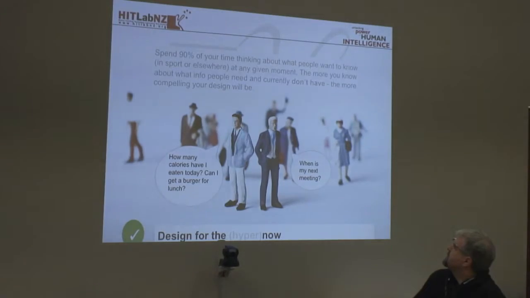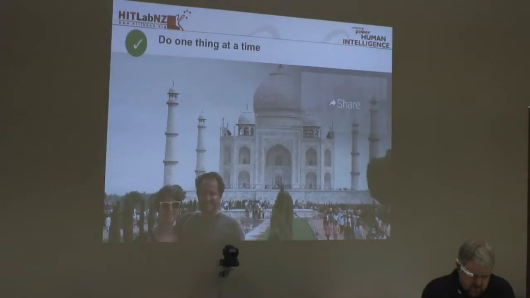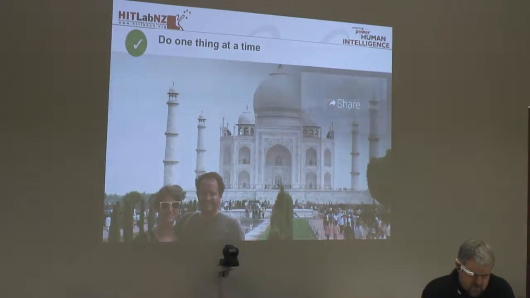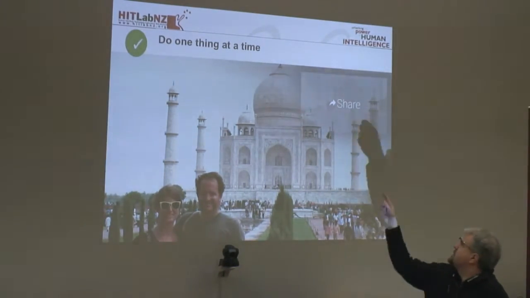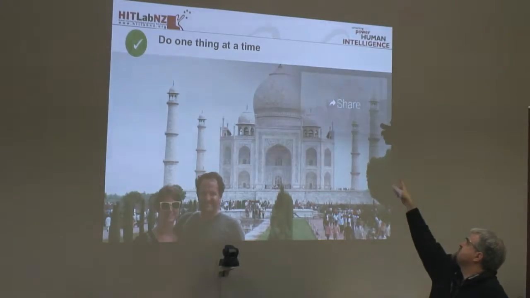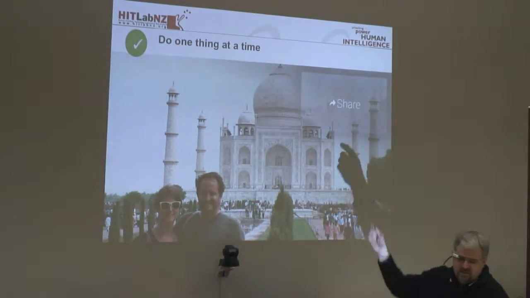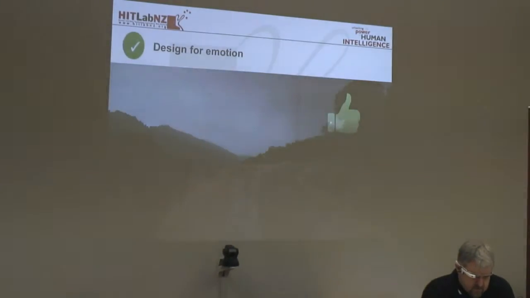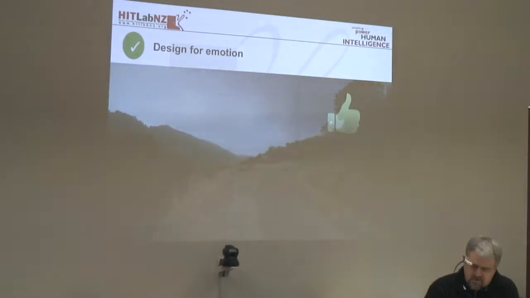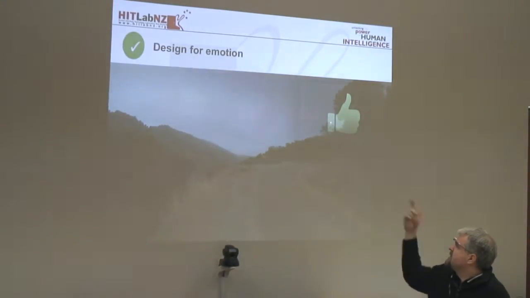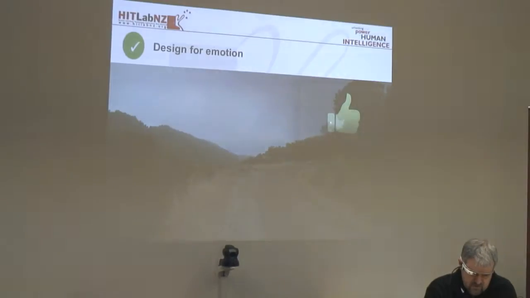And then design for now, looking at what people are doing right now and designing for that. And do just one thing at a time. So here the person is taking a picture, so the next thing they can do is share. All they can do in that card is just share the picture. Designing for emotion. So here's a Facebook application where you can click to like the situation.